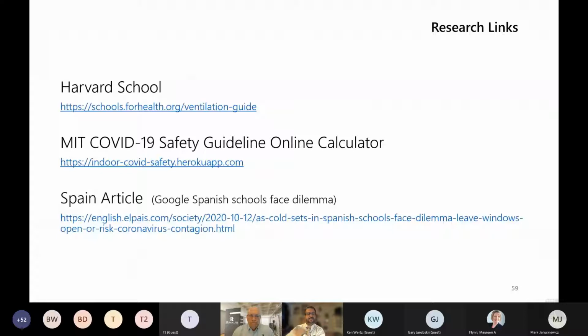So we have both the Harvard School and the MIT links in this presentation, so that anyone who wants the presentation can pick up the links from here or use those tools. I think I really prefer the MIT one. It's easier to use. There is an article from Spain about schools that face the exact same dilemma. It might be interesting for you to read this article about leaving the windows open and the problems with cold and ventilation systems and all that they're running into.